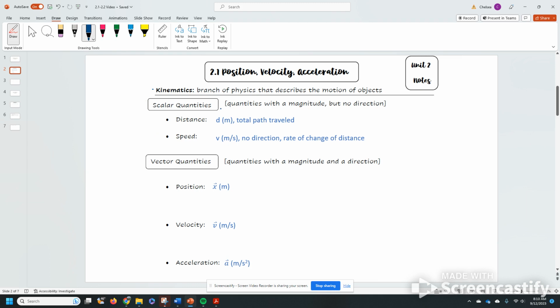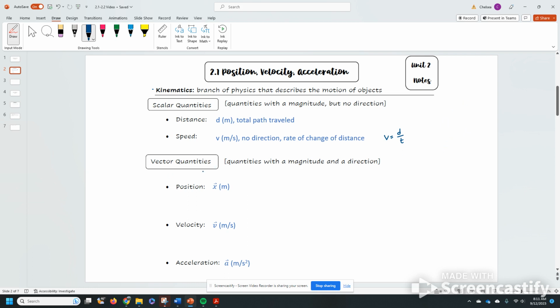We have scalar quantities. These are quantities with a magnitude, but no direction. Our two quantities for now are going to be distance, which we'll use a lowercase d, measured in meters, and that's the total path traveled. But there's no direction. I'm not saying I'm traveling to the right or left, I'm just traveling. And then the other scalar quantity is going to be speed. That has no direction, that's just the rate of change of distance. So speed is just distance over time. But again, there's no direction. I'm not turning right or left, I'm just going.